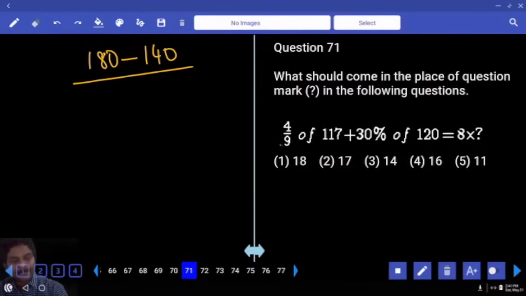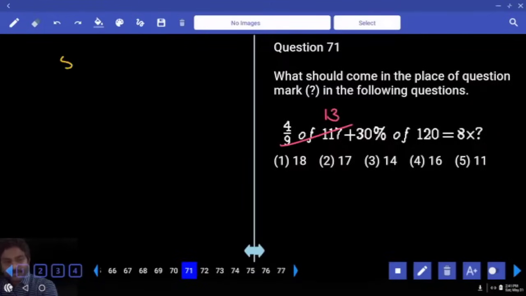Clear? 9. How many times? 13 times. 4 13 times. 52. 30% of 120. 36, which is equal to 8x. Then x is equal to that divided by 8. How much is numerator? 88 by 8. 11.